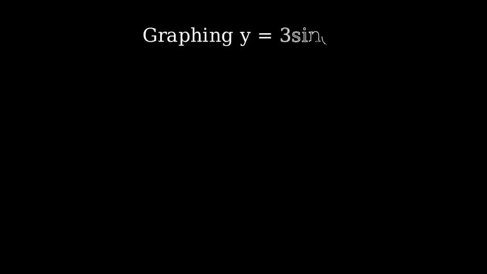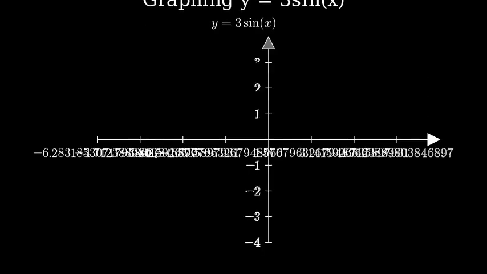Welcome. Today we'll explore how to graph y equals 3 sine of x and understand its amplitude, period, and key features. Let's start by drawing our coordinate system. We'll need a larger y-axis range, since we're multiplying sine by 3.